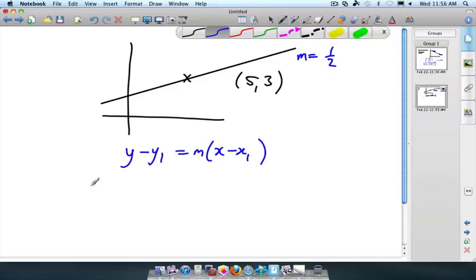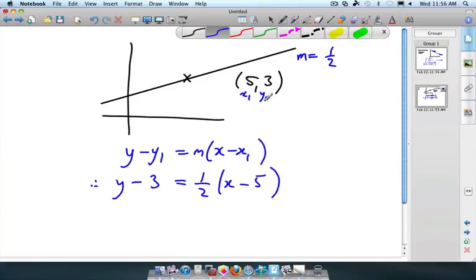First of all, we say therefore y minus y1, well, we've only got x1, y1, that's 3, equals gradient times (x minus 5). We've simply substituted the numbers. This here is x1, y1. The gradient is a half. The x and y are just x and y. You just leave them alone. And we just substitute into our formula straight off the formula sheet. And there it is.